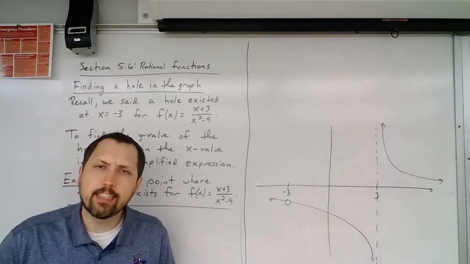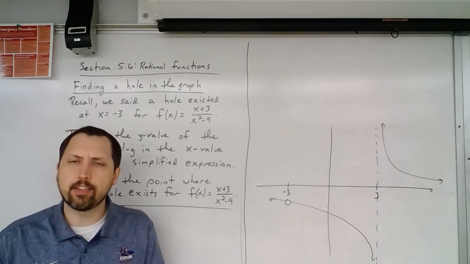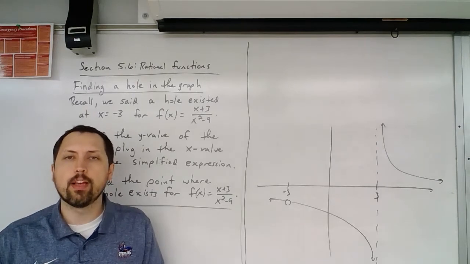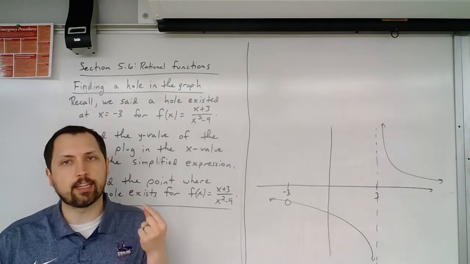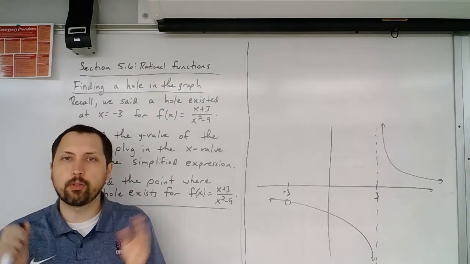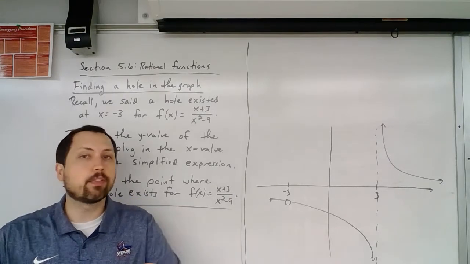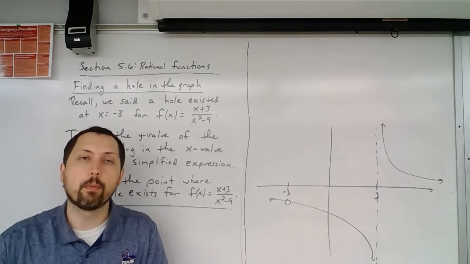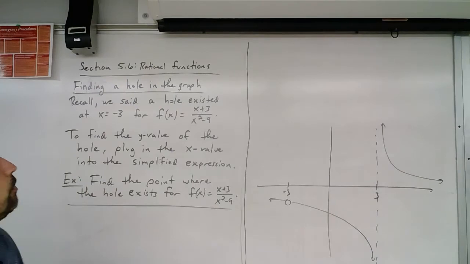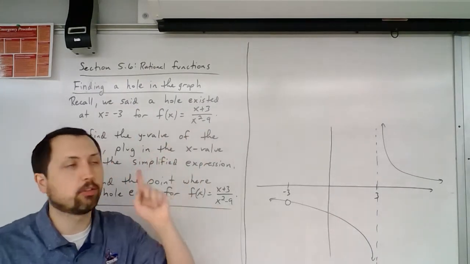So we introduced the idea of a hole being different than a vertical asymptote. Remember, a hole is going to be one of those x values that originally make the denominator equal to 0, but once we factor and cancel, it's perfectly fine. We can plug it in and the denominator no longer equals 0. So let's take a look at how we find out more information about this hole.